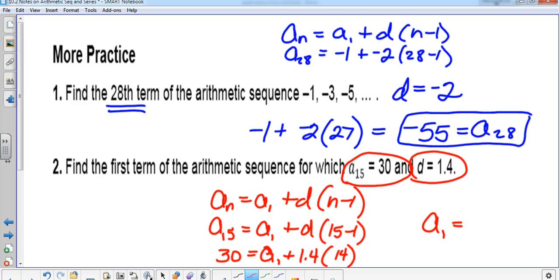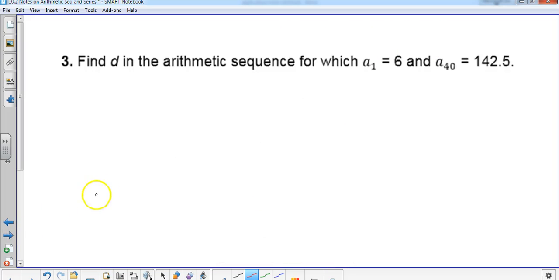14 times 1.4 is 19.6. So if we subtract that off 30, we will have what the original first term was, which was 10.4. Nothing new so far, right?